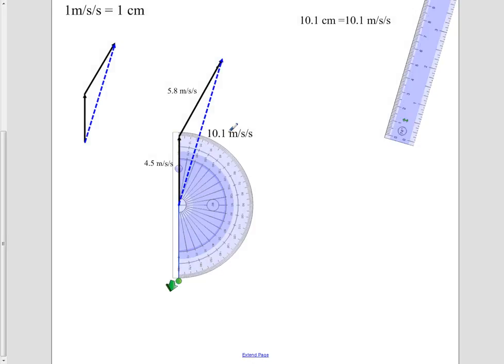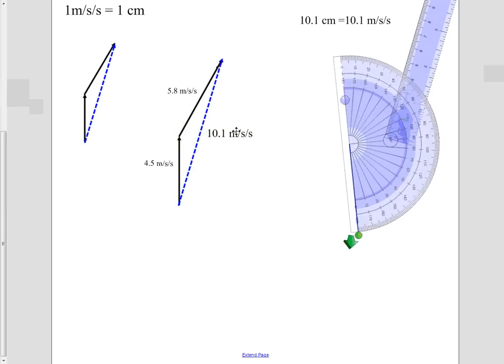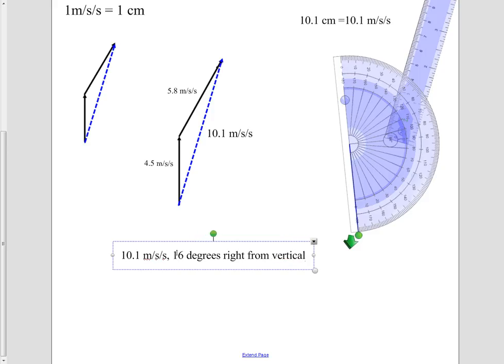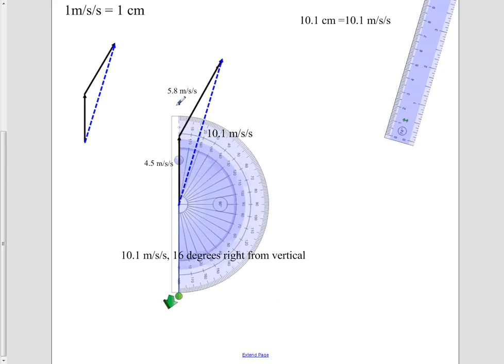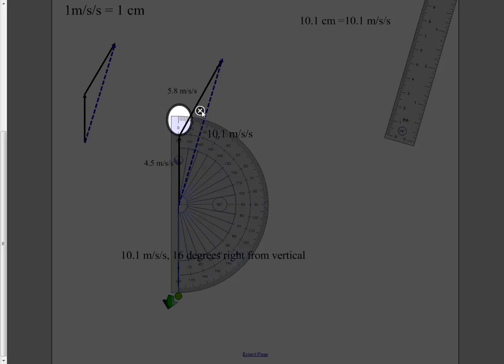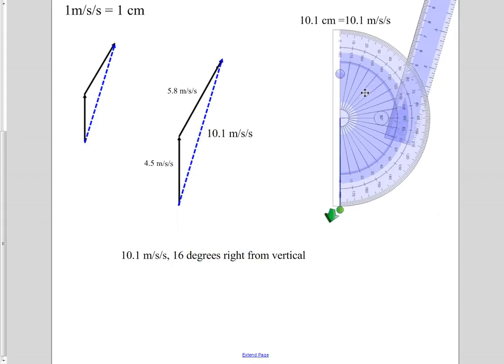So the actual acceleration is not simply, whoa, that's a big protractor. It's not simply 10.1 meters per second. It is 10.1 meters per second, 16 degrees right from vertical, since we were referencing, when we put our protractor on the first vector, 0 degrees, which is right here, was in line with straight up. So that 16-degree angle is measured from vertical. So now we've got the acceleration of the stunt woman due to both rockets firing simultaneously.